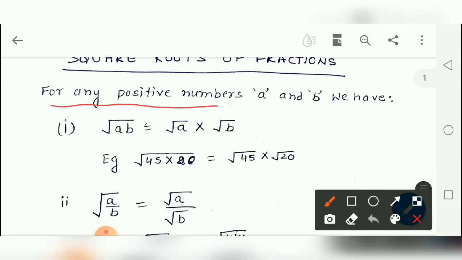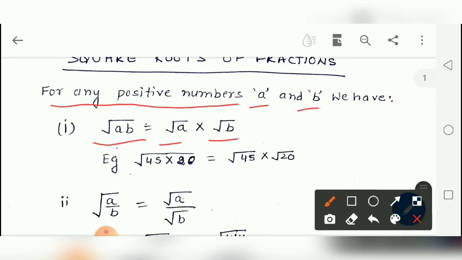For any positive numbers a and b, if under root a into b is given, that means under root a multiplied by under root b. What does it mean? It means that if two numbers are multiplied under the root sign, then that will be equal to the multiplication of the individual under roots of both the numbers.